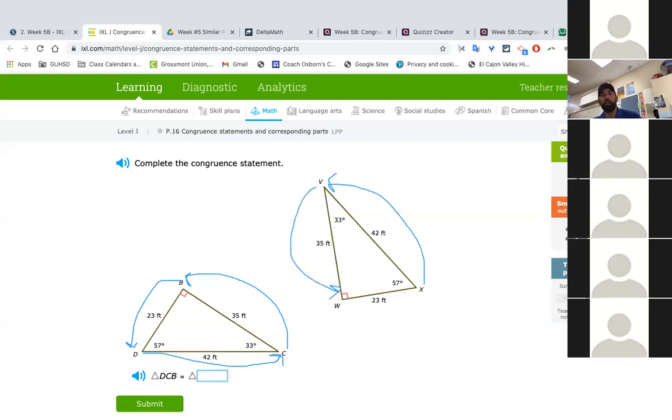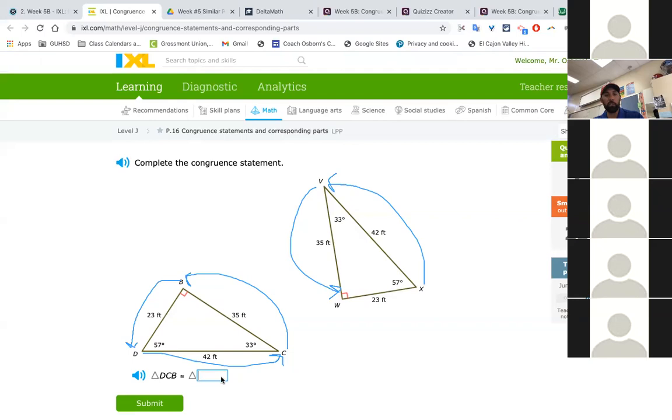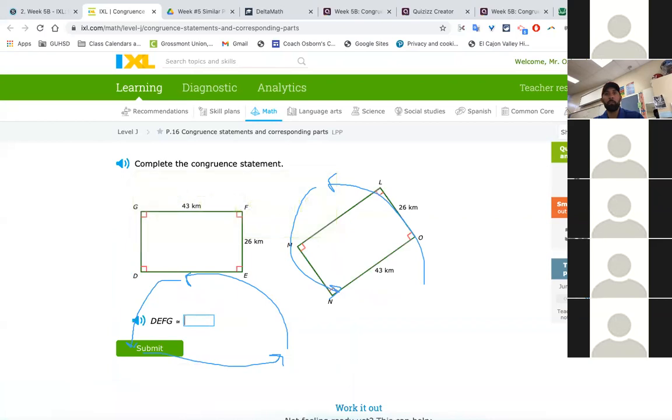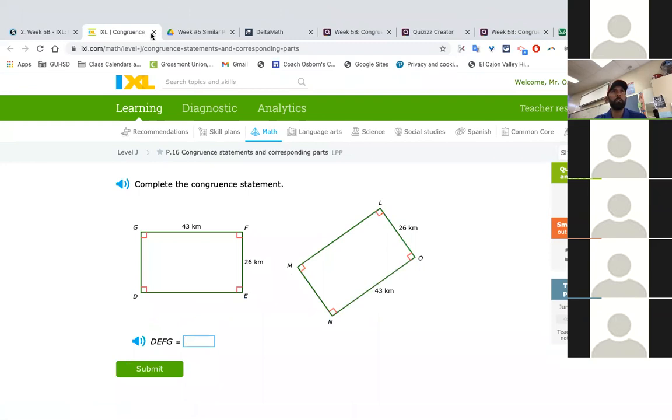And once you know what direction you're going, you just go around the shape. I'm either going clockwise or counterclockwise. And once I know that, you should know which letter to go with next. So X, V, W. Hopefully we got it. Looks good. All right. Okay, so let's go on to the next assignment.